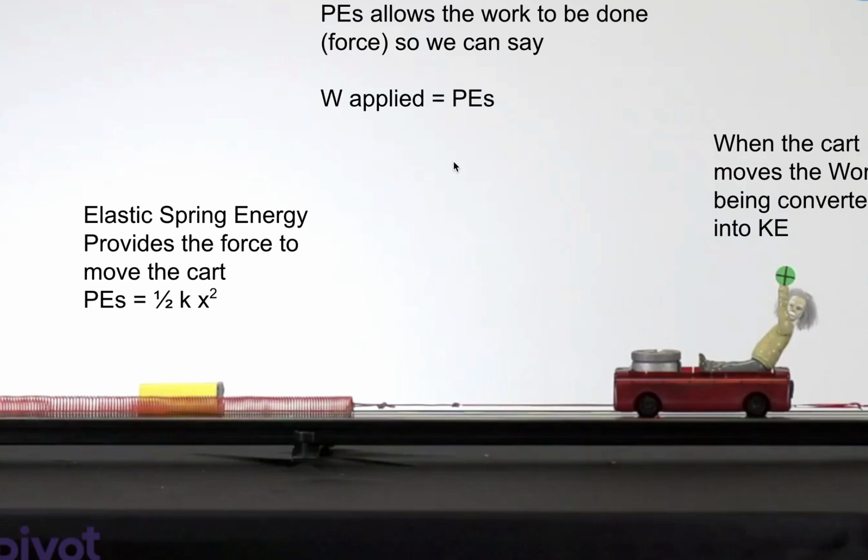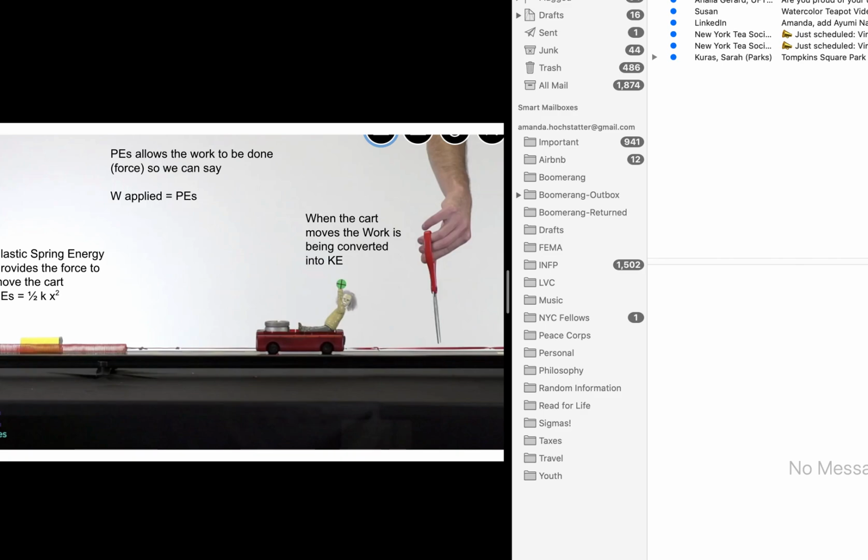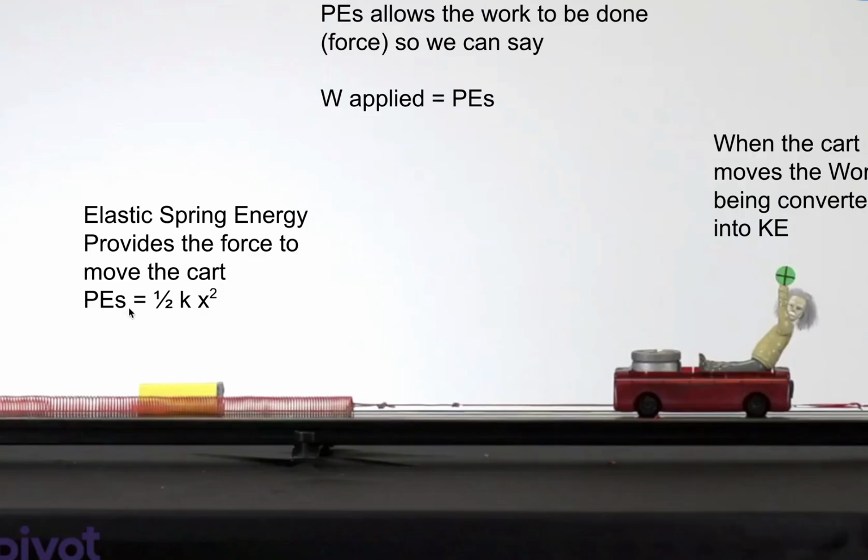So when I'm calculating the work that's being done, I need to use the PE equals 1/2 kx². That's what I need to use for my work supplied. Once the string is cut, that work that's applied is getting converted into kinetic energy and causes the cart to move.